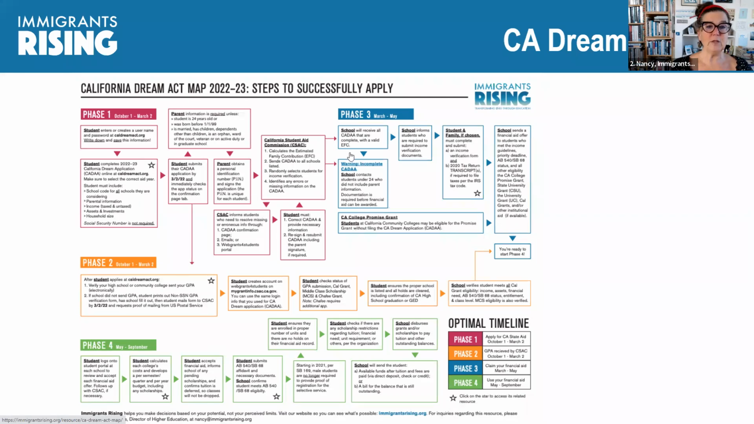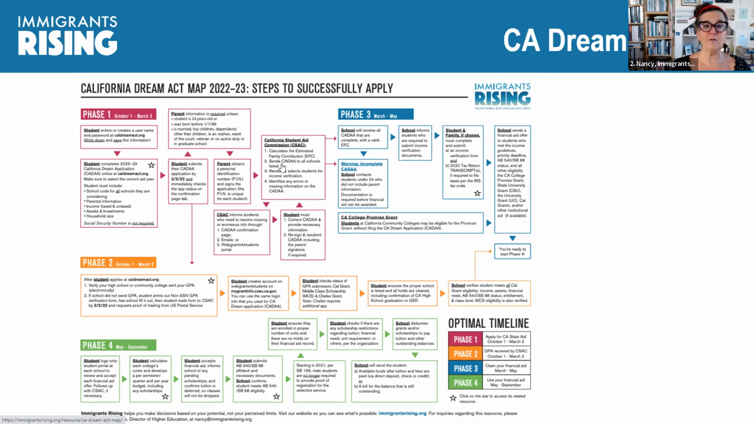And I think even if you cannot see every single step, what you can see is there's a lot of different steps, right? Before I was a financial aid counselor, I used to be all about getting that application in, not recognizing that there were all these other things that needed to be done to make sure the student actually got their money in their hand. So the phases are color coded. The first phase is actually filling out the Dream Act application.